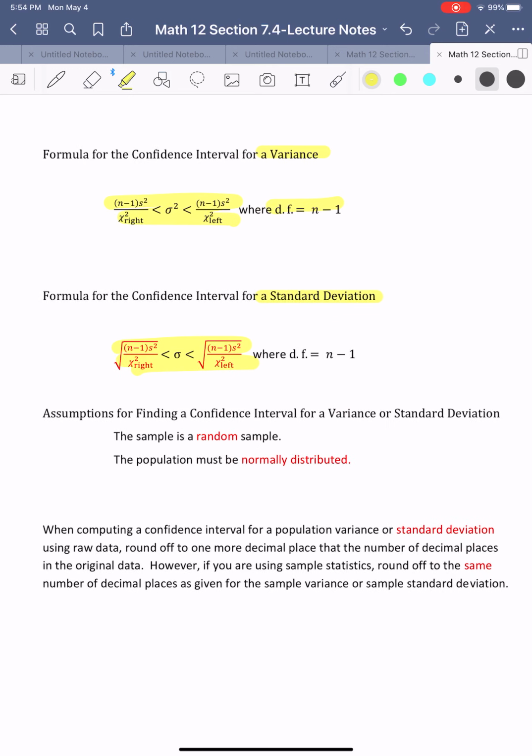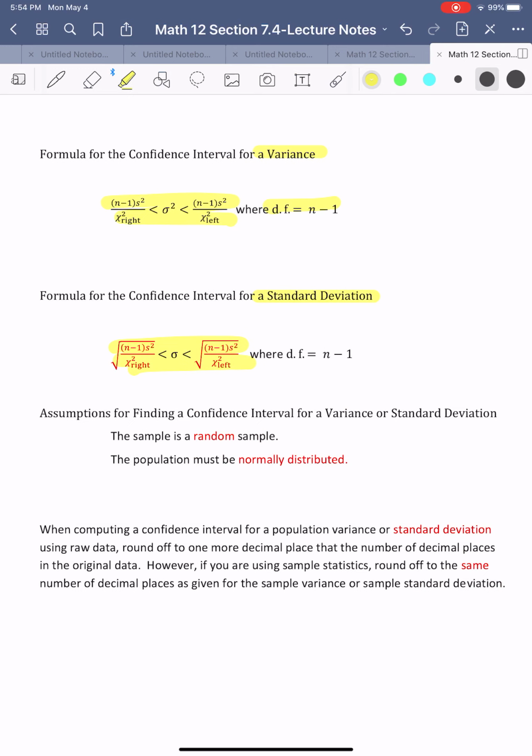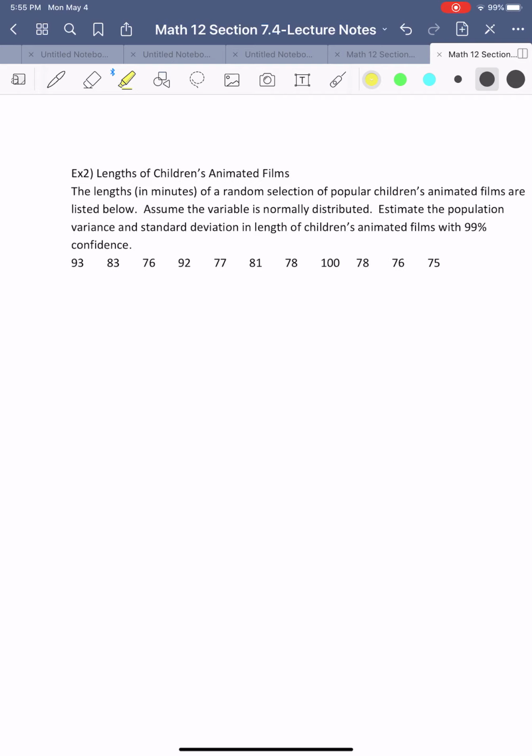An assumption for finding a confidence interval for a variance or standard deviation is that the sample must be random and normally distributed. When computing a confidence interval for the population variance or standard deviation using raw data, round up to one more decimal place than the number of decimal places in the original data. However, if you are using sample statistics, round up to the same number of decimal places as given for the sample variance or sample standard deviation.